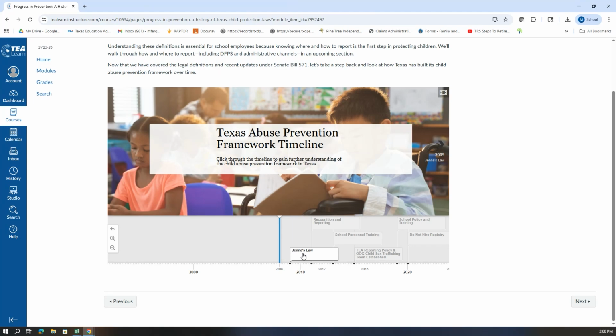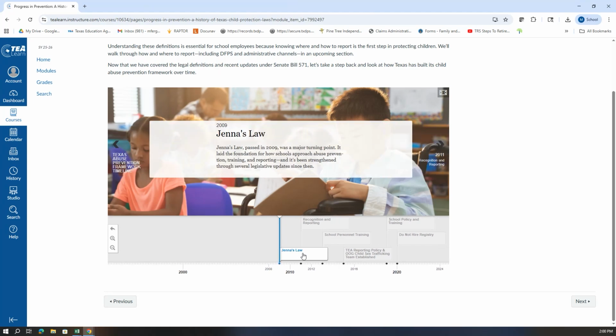Jenna's Law, passed in 2009, was a major turning point. It laid the foundation for how schools approach abuse prevention, training, and reporting, and it's been strengthened through several legislative updates since then.